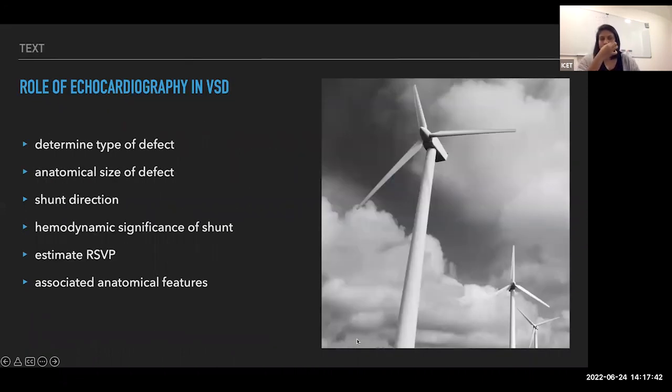In terms of the role of echo in evaluating VSDs, use it to find the type of defect, where the defect is, the anatomical size of the defect, the direction of the shunt, the hemodynamic significance of the shunt, estimating the right ventricular systolic pressure, and also associated anatomical features to suggest either valvular involvement or other complex congenital heart disease.